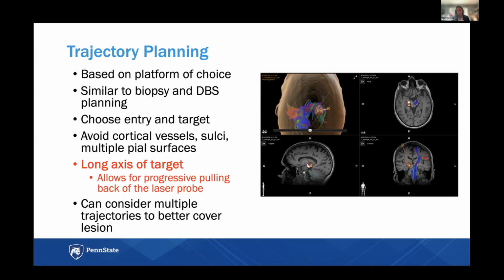Again, as I mentioned earlier, most of these fire concentrically. And so if you have a long sausage-shaped lesion, you could go in and out, but you can't go side to side. And so you want to be in the center along the long axis of the lesion.